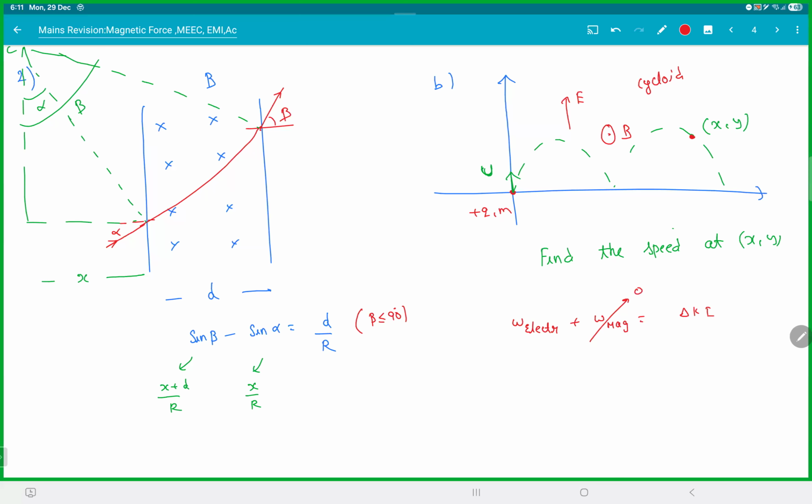Since electric force is always constant, EQ, you only need the vertical direction y. That is equal to change in kinetic energy. So half m v square minus half m u square. बस हो गया एक step में.